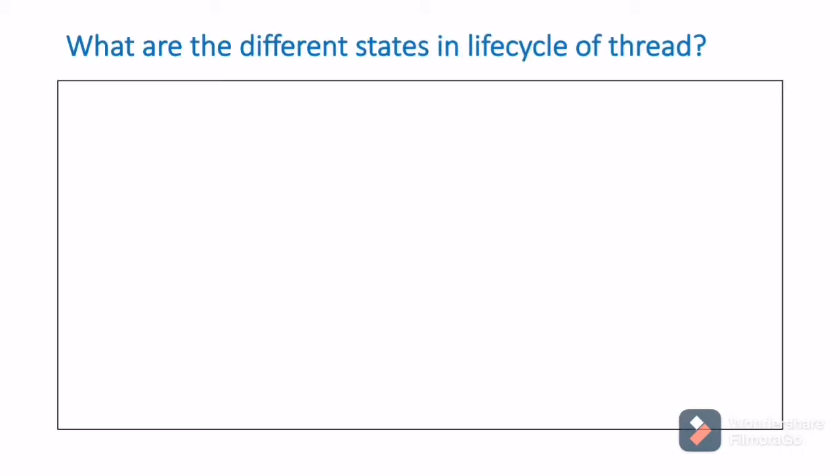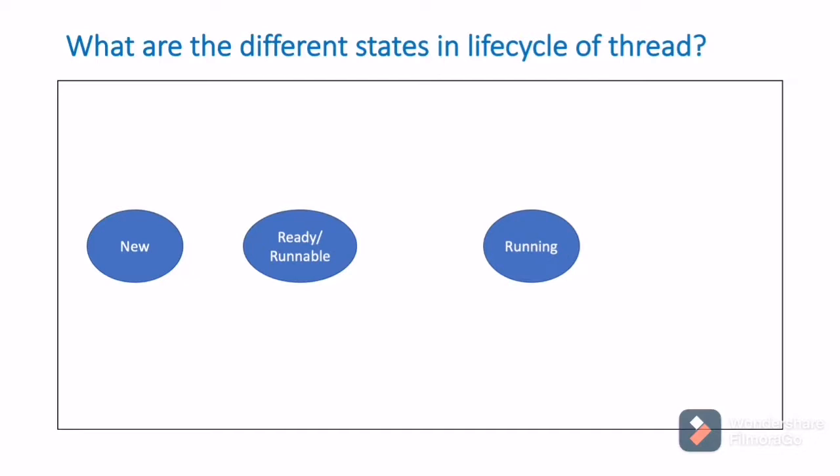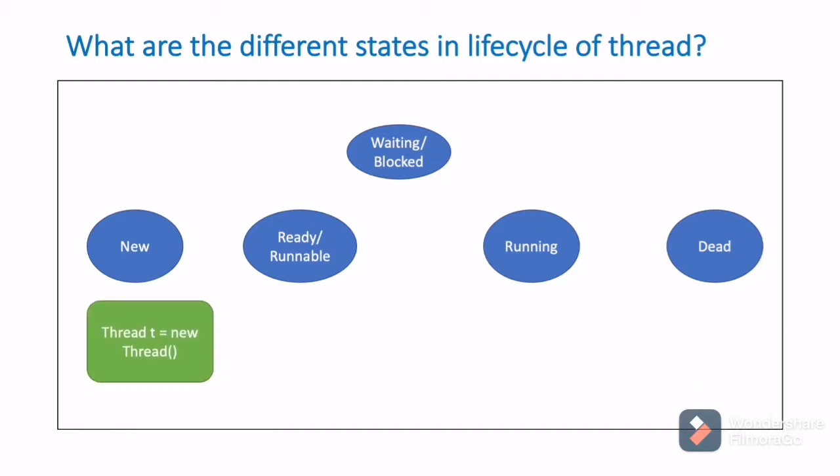What are the different states in the lifecycle of a thread? First, new. When a thread is newly created, it will be in the new state. Then it goes to the ready or runnable state, then the running state, and at last the dead state. In between there are some more states called waiting or blocked. A thread is in the new state when we create it using Thread t equal to new Thread. Then it goes to the ready or runnable state if we call the start method, t.start.